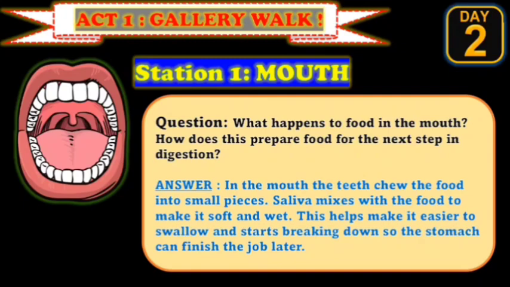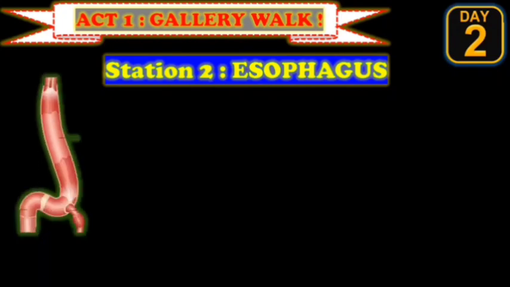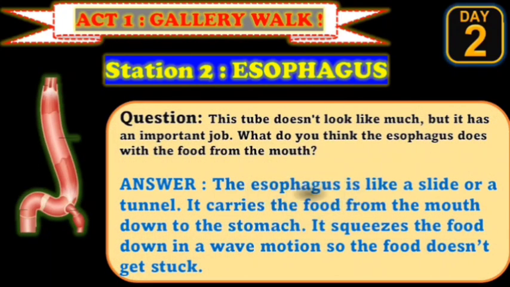For station number 2, which is the esophagus, the possible answer is, the esophagus is like a slide or a tunnel. It carries the food from the mouth down to the stomach. It squeezes the food down in a wave motion so the food doesn't get stuck.